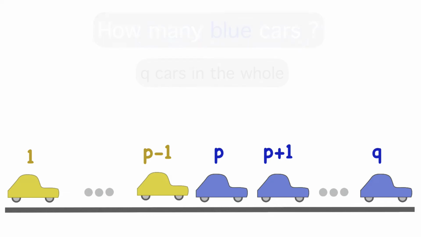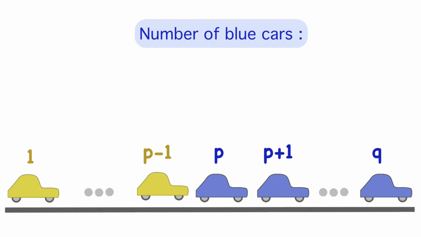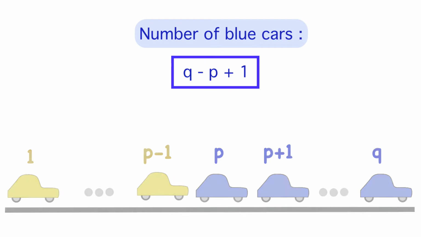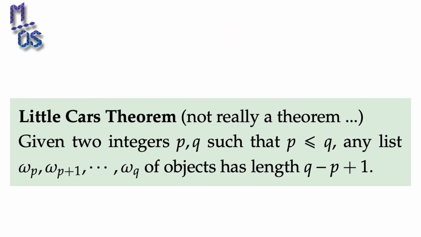As a consequence, the number we are looking for is the difference between the new number of cars and the number of cars we've just added. And this difference can be written as q minus (p minus 1), or q minus p plus 1. And voila! I suggest to call this the little cars theorem, or in French, le théorème des petites voitures.